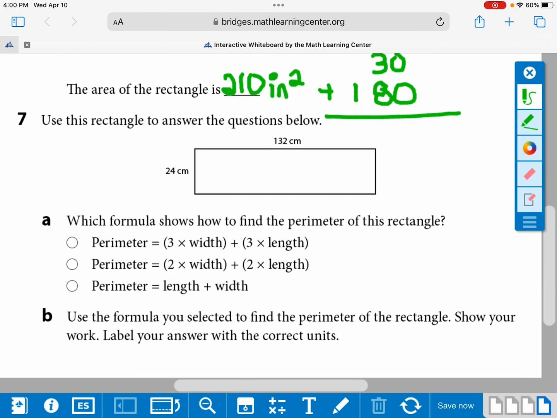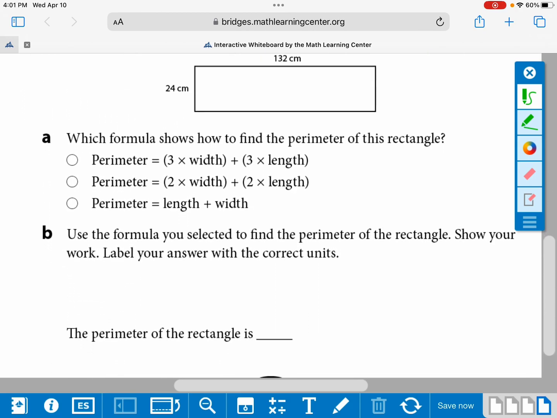Next question here, number 7. What is the formula for perimeter? Well, this one right here that I'm circling can't be, because 3 plus 3 equals 6, and this shape only has 4 sides. If I did this one, just length plus width, I would only have these 2 sides. I need all 4, which is why the middle equation is going to be ours.